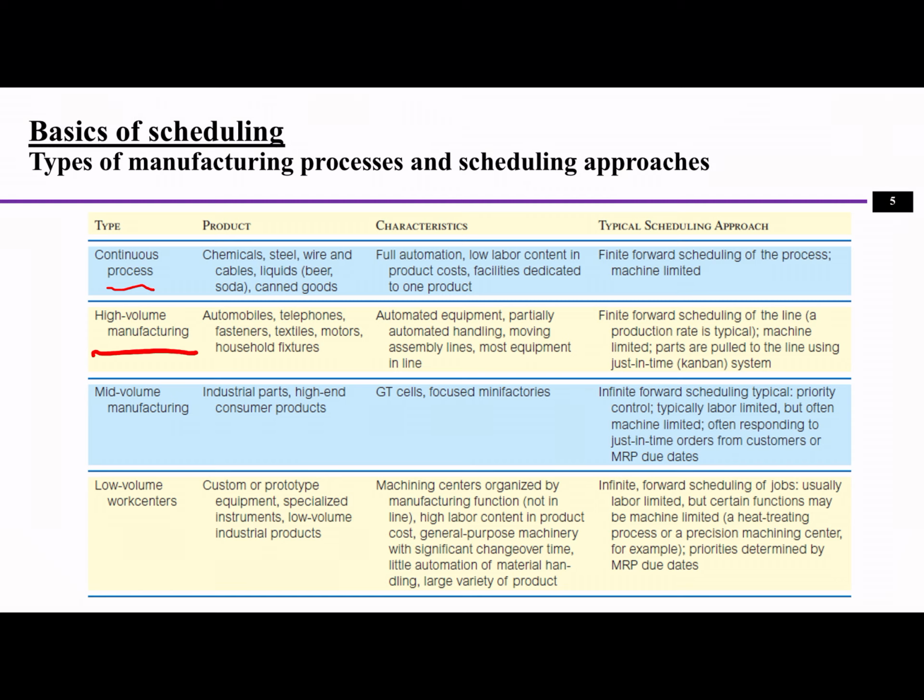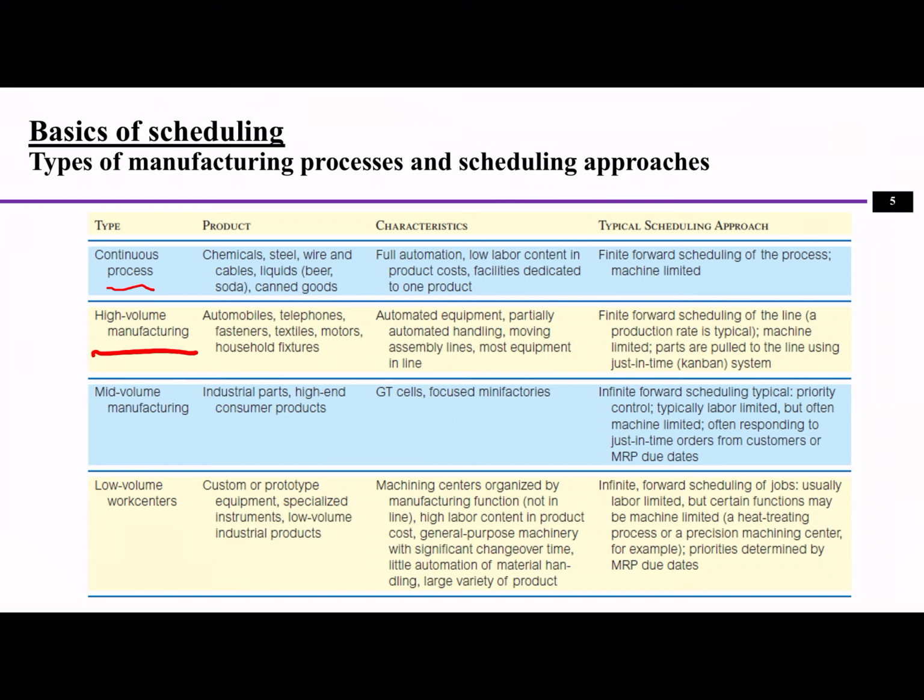Well, for this kind of process, the scheduling is also finite forward scheduling of the line, and the machine is limited, because whenever we have this highly automated equipment, usually the machine is the limitation of the resource.